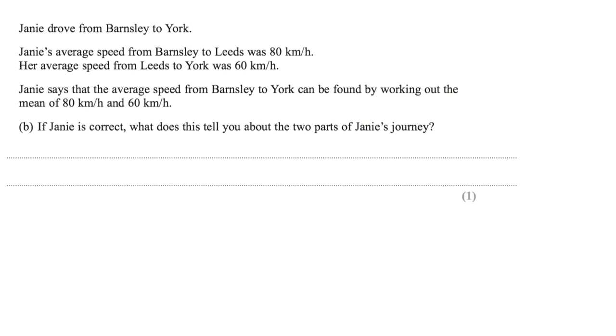Hi, and welcome to Math Together. In this lesson, we're focusing on 4B. Janie drove from Barnsley to York. Janie's average speed from Barnsley to Leeds was 80 kilometers per hour. Her average speed from Leeds to York was 60 kilometers per hour. Janie says that the average speed from Barnsley to York can be found by working out the mean of 80 kilometers per hour and 60 kilometers per hour. If Janie is correct, what does this tell you about the two parts of Janie's journey?